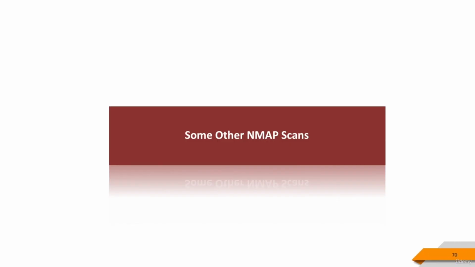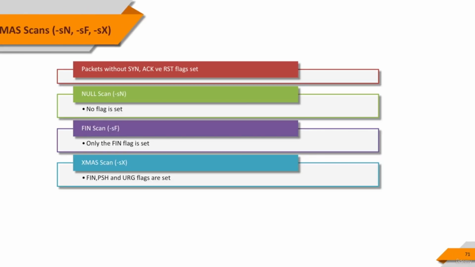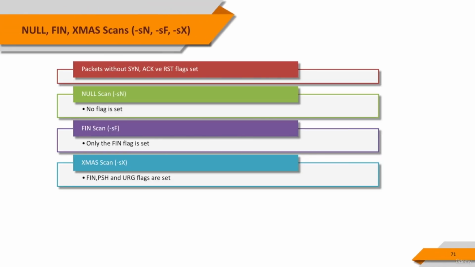Up to now, we have seen the most important scanning types to discover a network. There are some other scanning techniques in Nmap which are not used as much as the others, but in some cases, you may need to find some other ways to be able to discover the sensitive hosts in a network. In this slide, we'll see 3 more scan types: null, FIN, and Christmas scans.